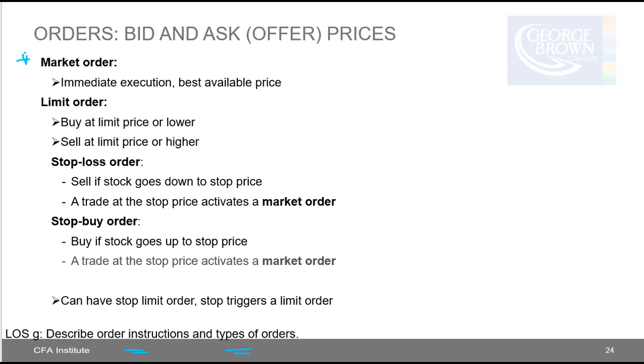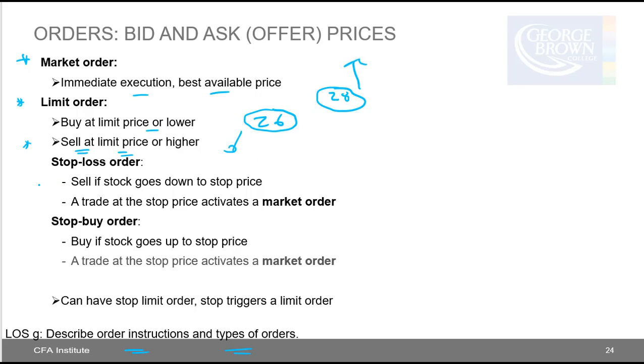So here first we'll look at a market order. A market order is for immediate execution at the best available price. Different from a market order would be a limit order. An example of a limit order is to buy at a limit price or lower. So we could see from the previous slide, an example of a limit order would be to buy at $26 or lower. A limit order to sell would be to sell at a limit price or higher. So again, from the previous example, it would be sell at $28 or higher.